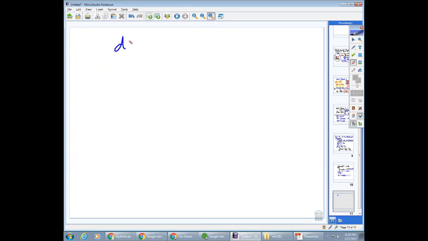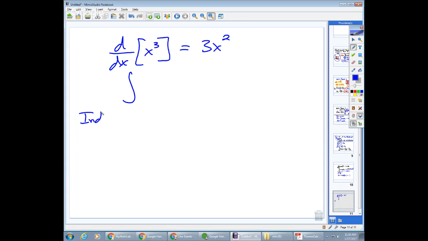You looked a little bit at antiderivatives at the end of Calc 1, is that true? Okay, so if we took the derivative with respect to x of x cubed, what do we get? 3x squared. And if we tried to reverse that, we're going to do what's called the indefinite integral. If I don't put any boundaries on it, it's called indefinite.